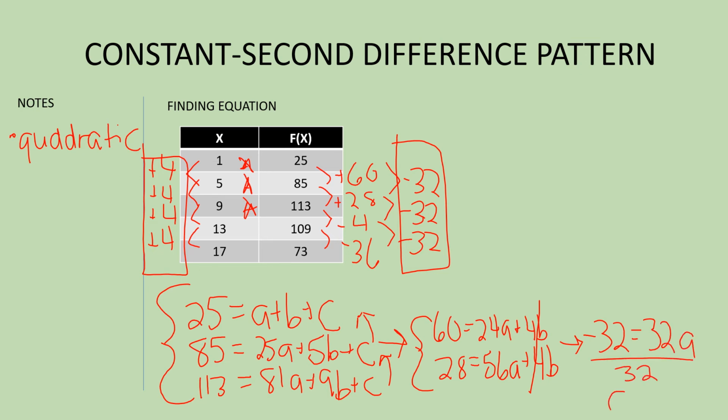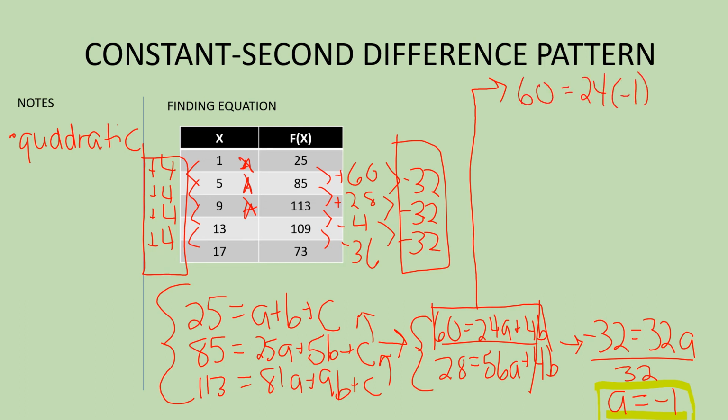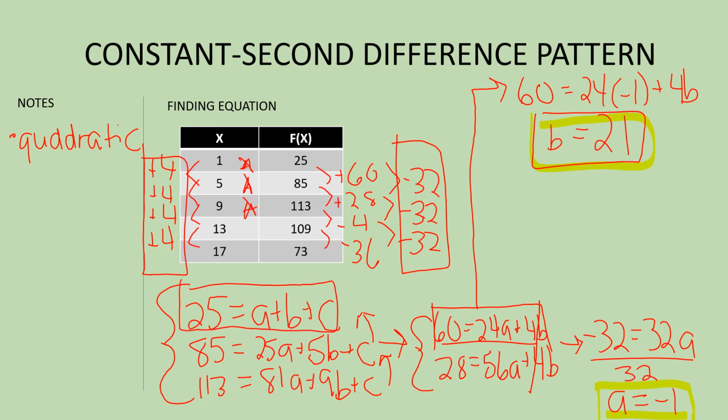Divide both sides by 32, and we get a equaling negative 1. Next, we are going to plug that negative 1 in for one of these equations. Doesn't matter which one, but I'm going to use the top one. So we have 60 equals 24 times negative 1 plus 4b. b is going to be equal to 21. And once we have our 21 there, we are going to go back and plug that in to one of our first equations. I'm going to choose the first one, really doesn't matter. 25 is negative 1 plus 21 plus c, and our c is 5.